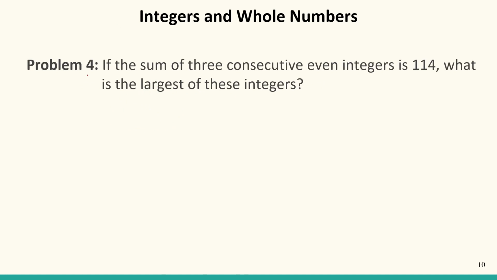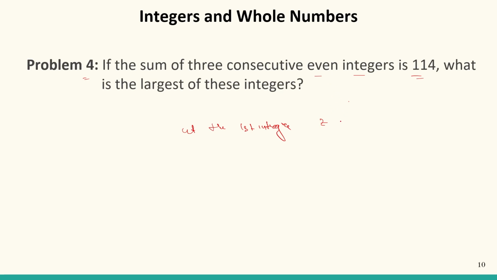Let's go forward with problem number 4. If the sum of 3 consecutive even numbers or integers is 114, then what is the largest of these integers? So let the first integer be z. Actually, it need not be positive.